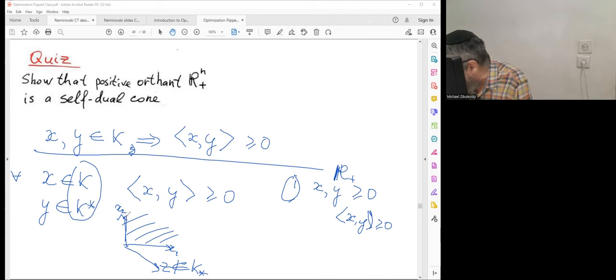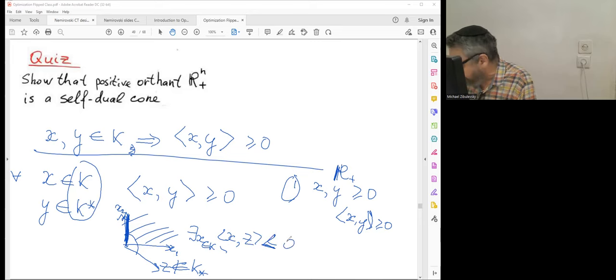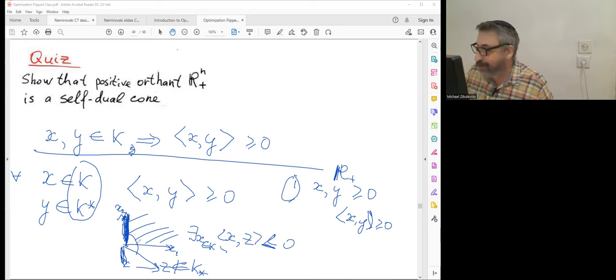Yes, there is one vector. I can even find it geometrically. Yes, one vector in my cone whose angle is more than 90 degrees, and the inner product of x with z is negative. There exists x in my cone such that the inner product with z is less than zero. So it's enough to find that a coordinate of z is negative, and to take a vector x which has this coordinate positive and the rest zero. It's just schematically to show you.